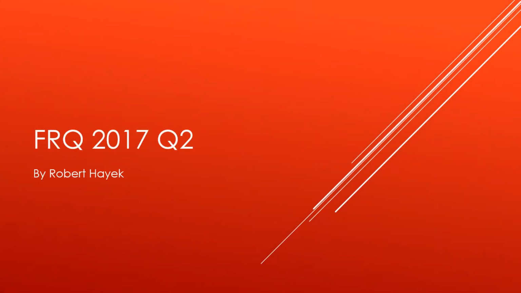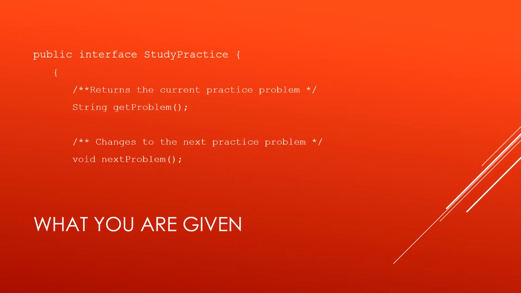And today I will be explaining the free response question from 2017. The question was to write the complete MultPractice class. We're given the public interface StudyPractice and two methods which you have to implement in the MultPractice class, and they are a String called getProblem and a void called nextProblem. The getProblem returns the current practice problem, and nextProblem changes to the next practice problem.